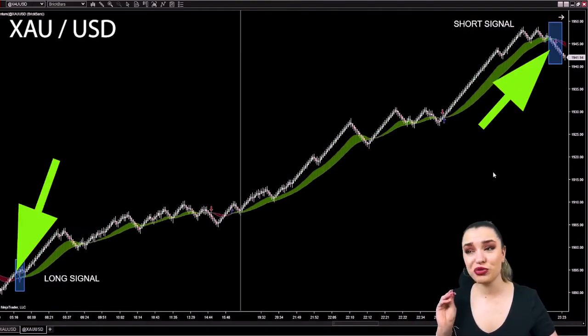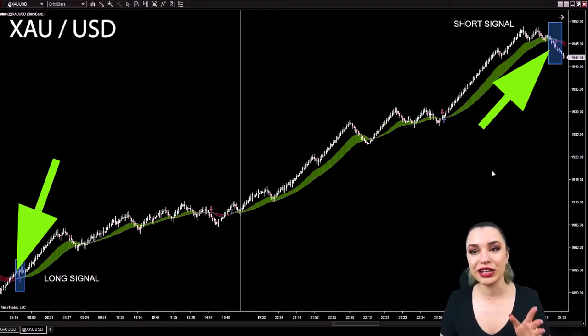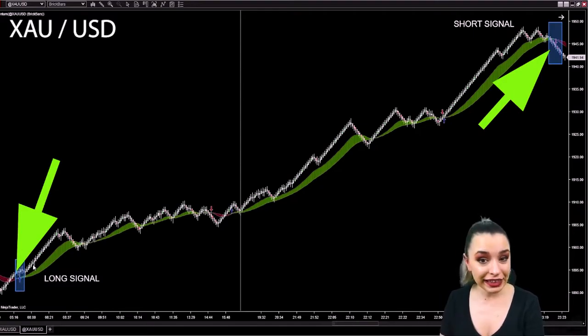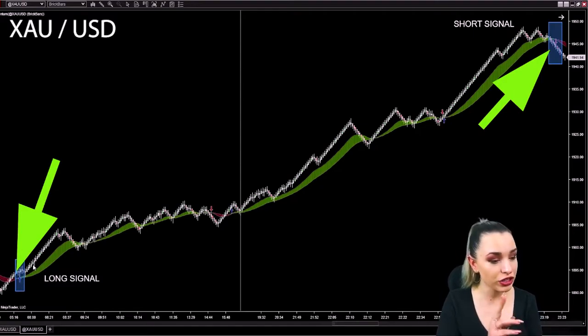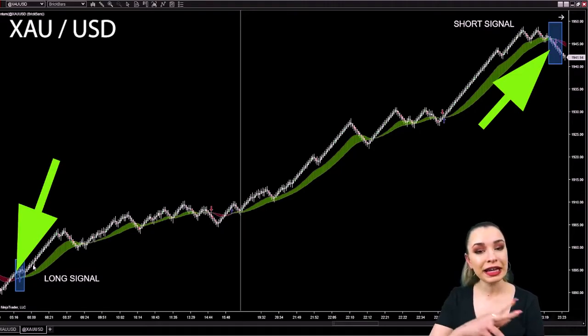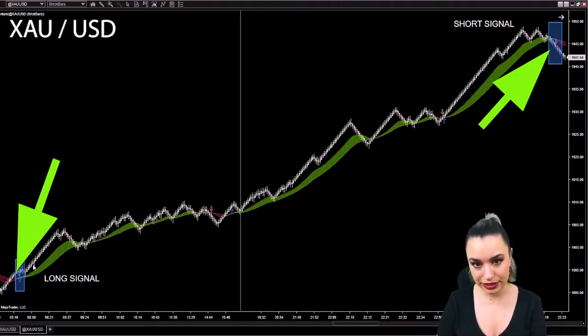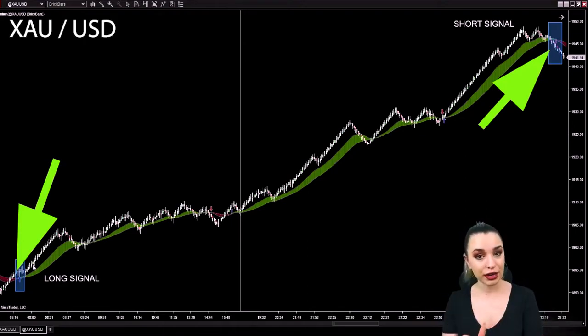Okay, so I made it really nice and clear on the screen, the actual points where the momentum trading indicator has indicated the starting point of a trend change, both at the beginning and at the end of this trend. And I also added some arrows for you guys to be able to see clearly and easily that the color of the shapes changed exactly when the momentum trading indicator indicated the trend change.